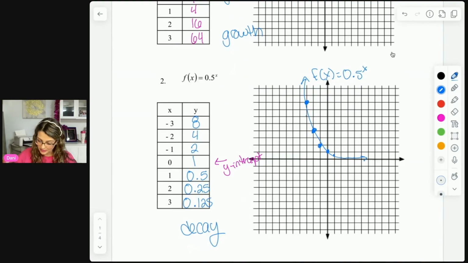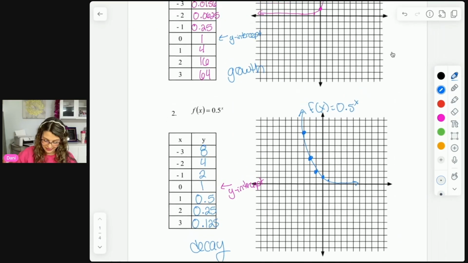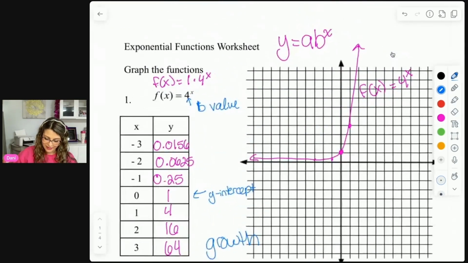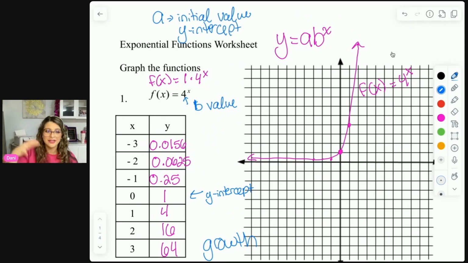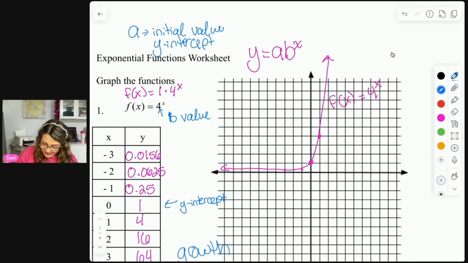So here's a rule of thumb you can write down, take note of, whatever makes your heart happy. Okay, so a is our initial value. Or when you're graphing, it's your y-intercept. Now, these were really simple exponential ones. We'll get into some more advanced ones at a later time, okay? And then your b value, that's either your growth or your decay.